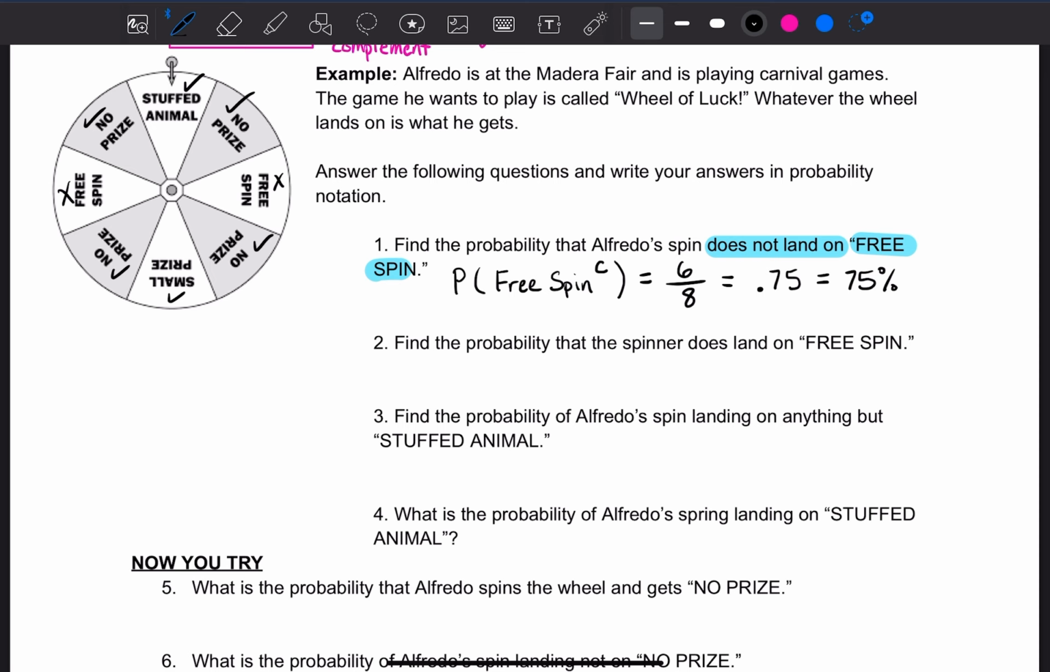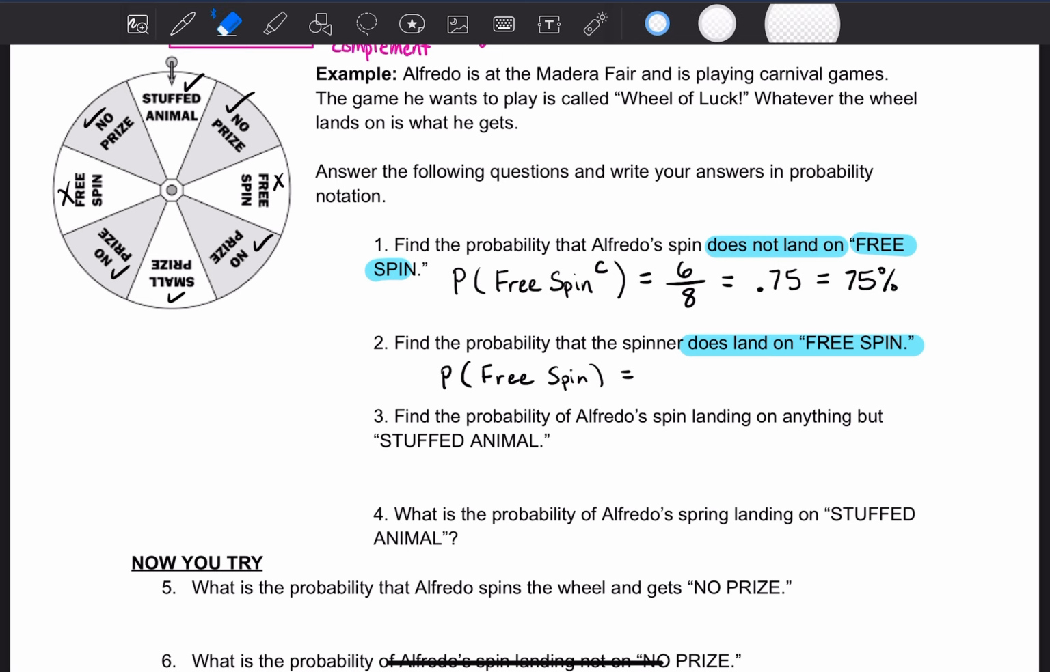All right. So let's go ahead and do number 2 now. Find the probability that the spinner does land on free spin. Okay, so now we actually want it to land on free spin. So we're going to write the probability of the spinner landing on free spin, and that we're going to go ahead and calculate that.